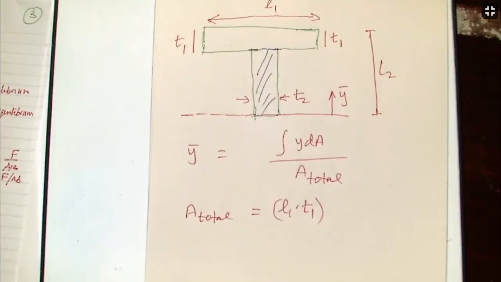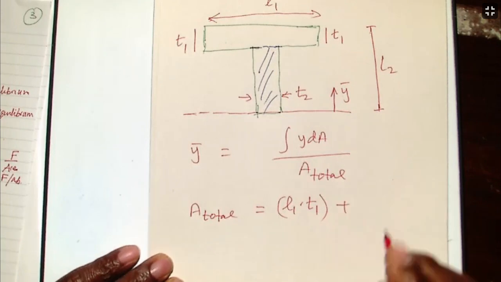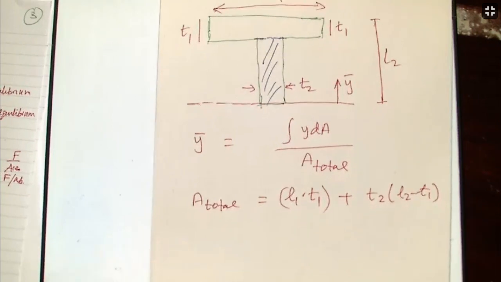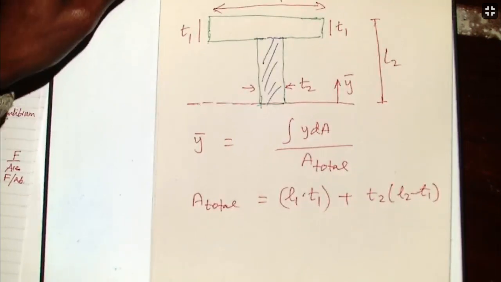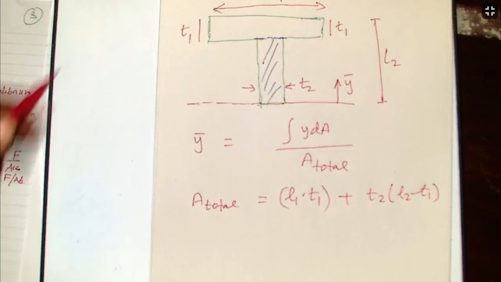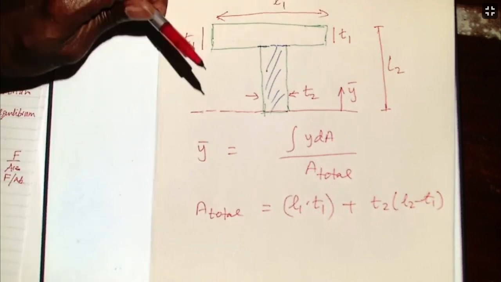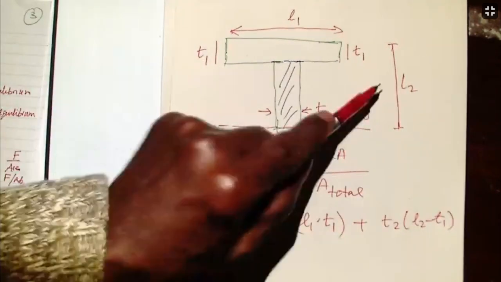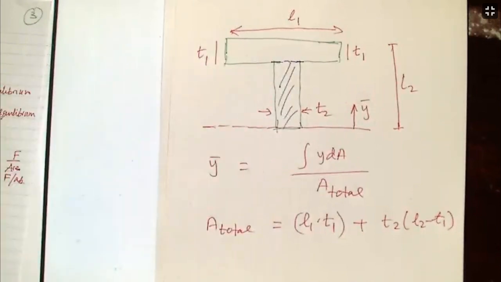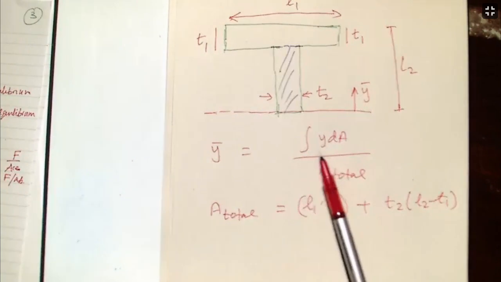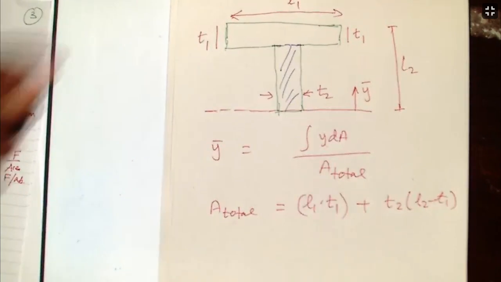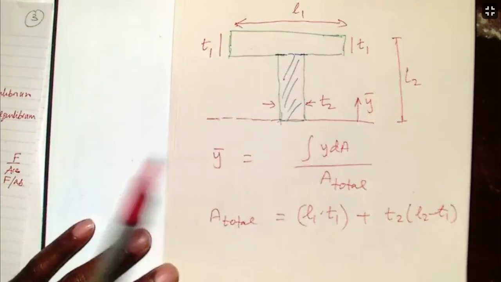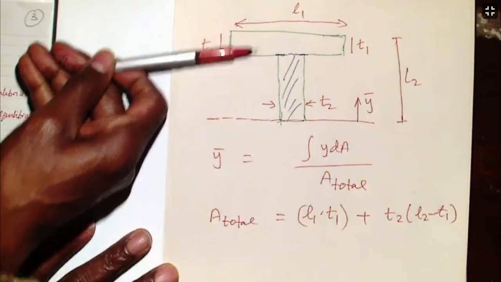And the area of the vertical cross-section is going to be T2 multiplied by L2 minus T1. So we are finding what is the total surface area that we've got. So the top area is that length multiplied by the width, and the area of that is T2 multiplied by that height. So now I want to find what is that there. So this dA is the surface area of each one, and Y is how far the center of the cross-section is from the base.